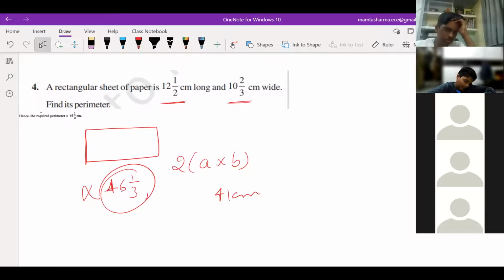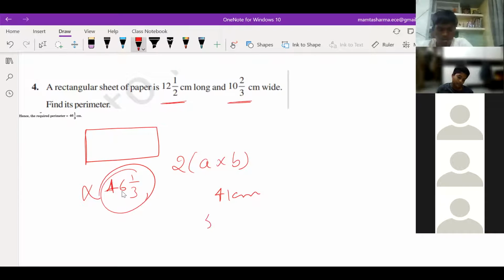Ma'am, 1 minute, I'm doing it. Yeah, do it, recheck it. Gohit will tell. Ma'am, 46. At the end of this class, I will take your attendance. Ma'am, 53 is the answer. 53. Okay, so 3 people have 3 different answers.